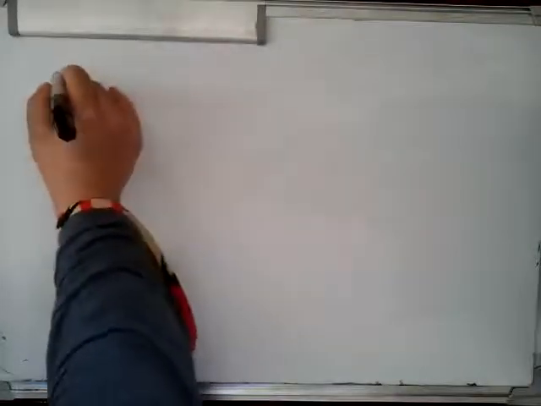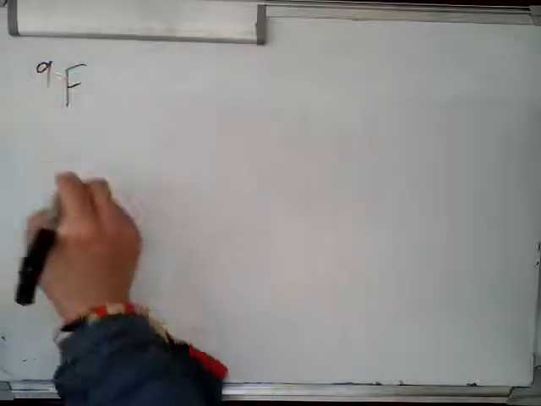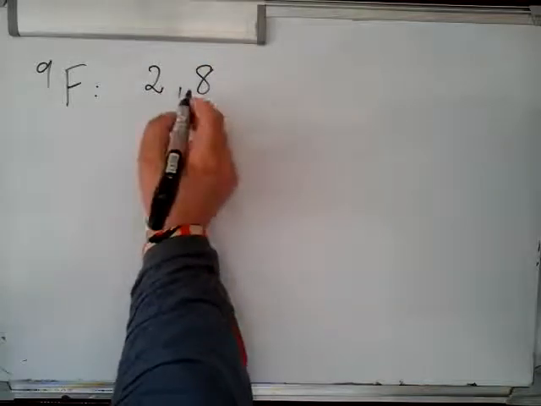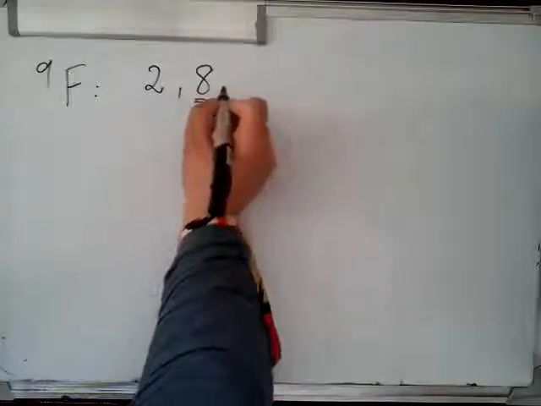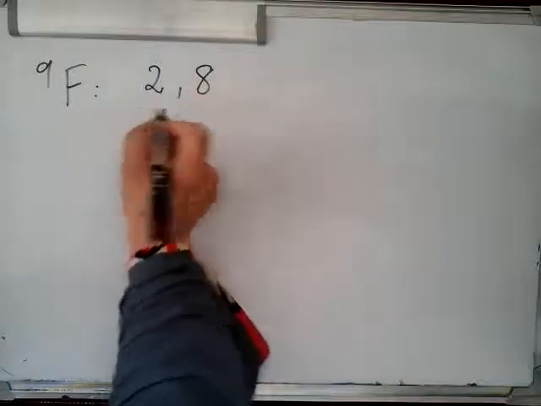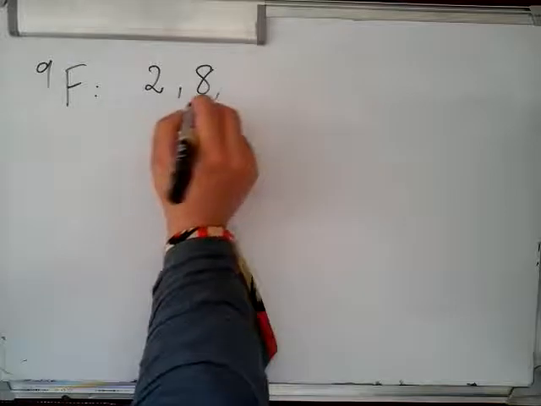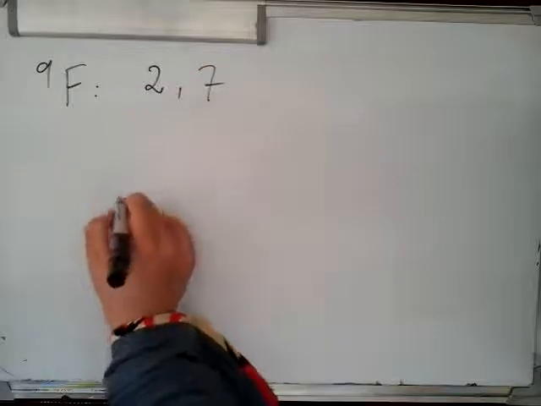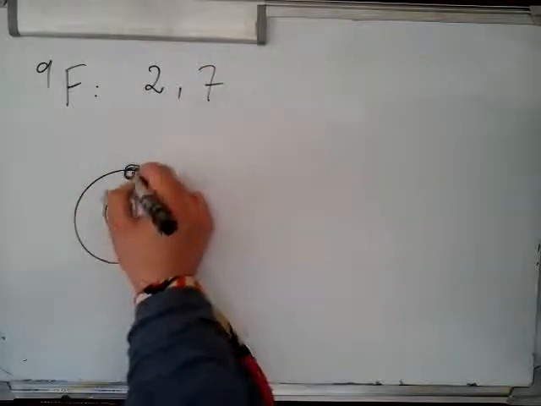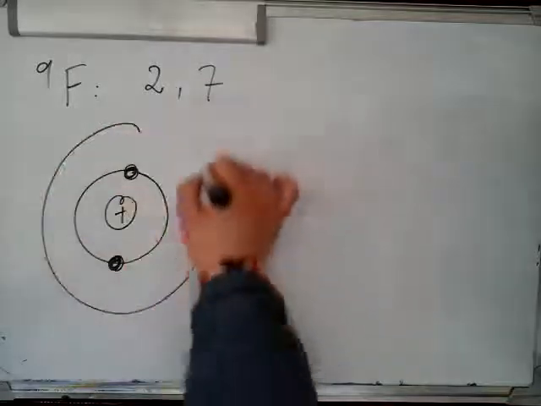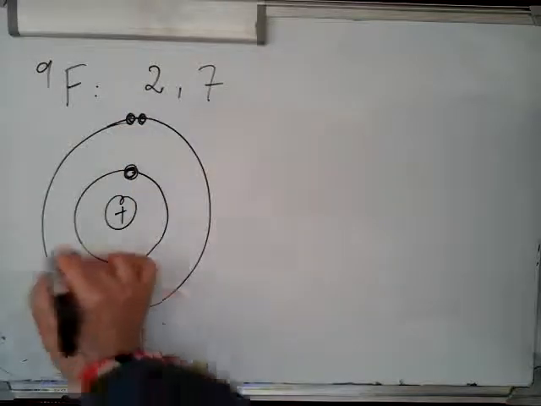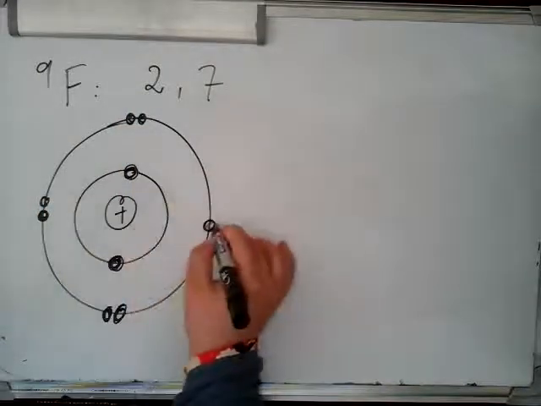For example, fluorine. Fluorine atomic number is 9. The electronic configuration would be 2, 7. The first shell has 2 electrons, and the second shell takes the remaining 7 electrons.